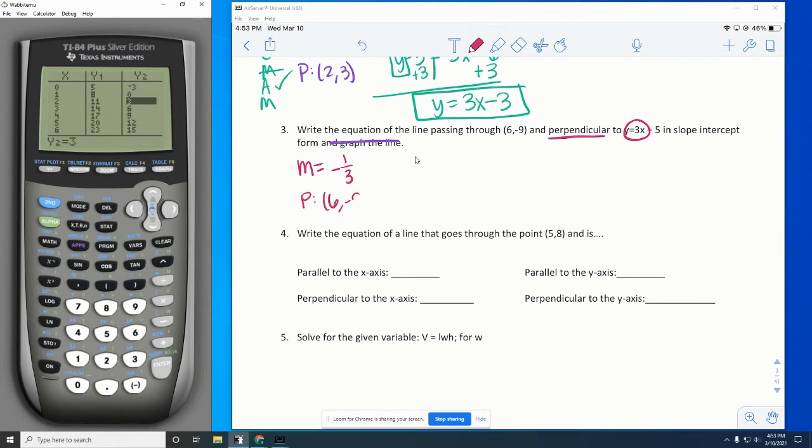And then our point is (6, -9). Remember, once you've stolen the slope, you're done with that equation. So again, plug into point slope. Y, opposite sign, y point.